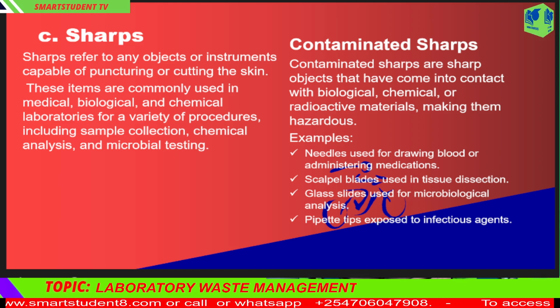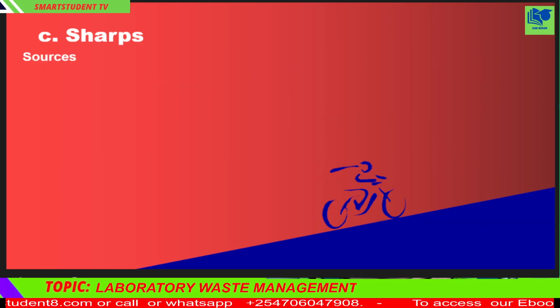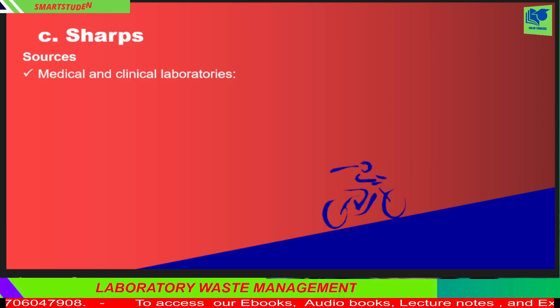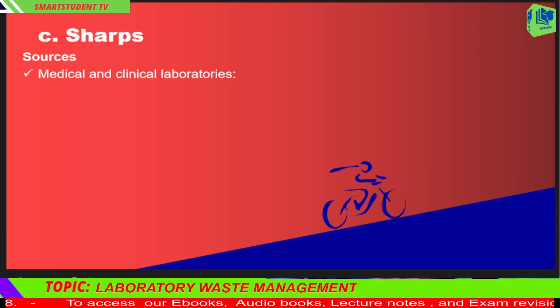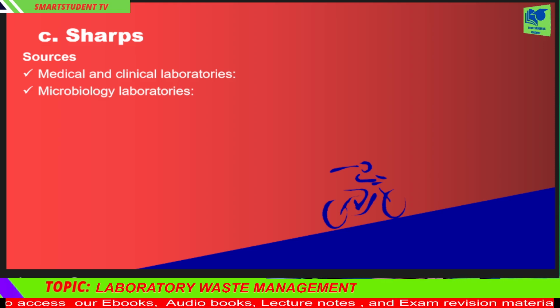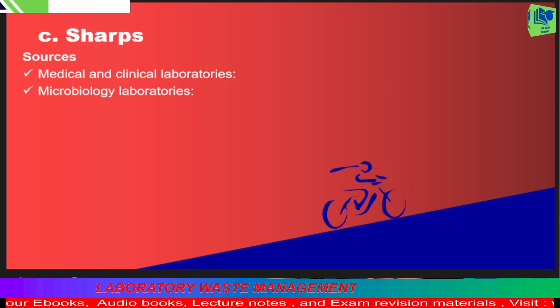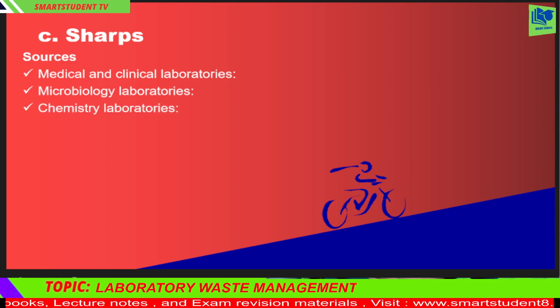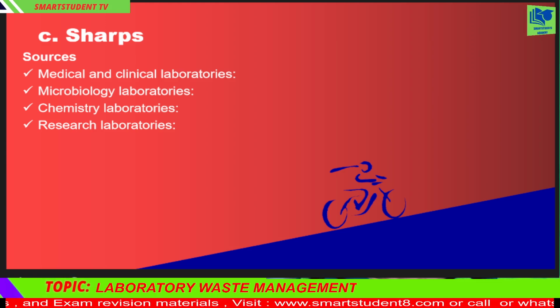4. Sources of contaminated sharps. The sources of contaminated sharps in laboratories are diverse and depend on the type of work being performed. Common sources include: 1. Medical and clinical laboratories. Needles, syringes, and scalpels used in specimen collection and diagnostic procedures. 2. Microbiology laboratories. Pipette tips, microscope slides, and needles used in inoculation procedures. 3. Chemistry laboratories. Broken glassware, sharp-edged tools, and contaminated glass slides. 4. Research laboratories. Experimental setups involving biological agents, radioactive substances, or hazardous chemicals.